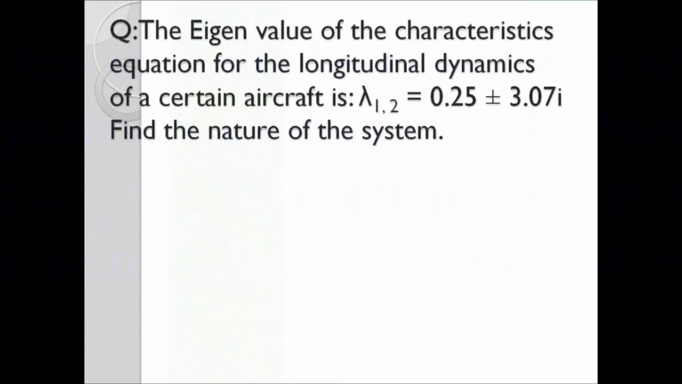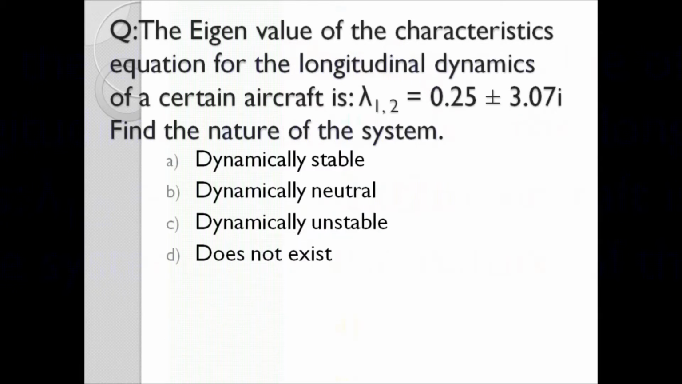The eigenvalue of a characteristic equation for the longitudinal dynamics of a certain aircraft is lambda 1, 2 equals 0.25 plus and minus 3.071 i. Find the nature of the system. Now here are the four options: whether it is dynamically stable, neutral, unstable, or doesn't exist.